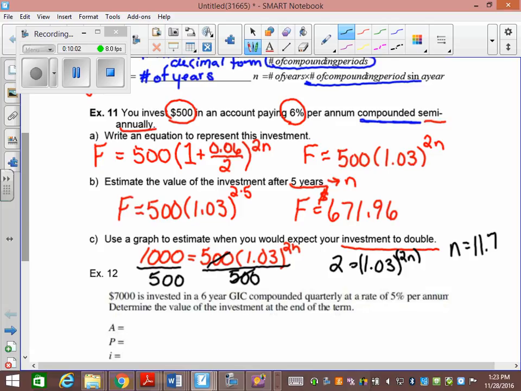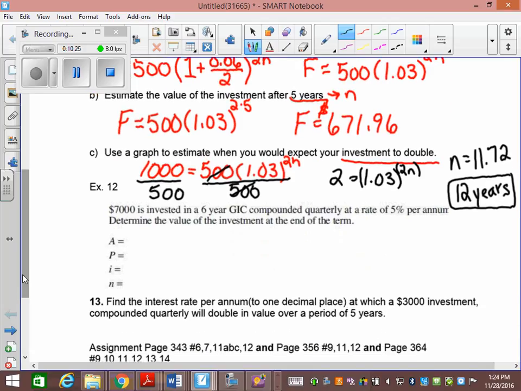What if it was 11.12? What would I still round to? 12 years. You always round up when it's time, because if not, say it was 11.12 and you rounded down to 11 and you needed to have double the amount of money, you're not going to have it. Okay? You guys try 12 and then we're moving on.